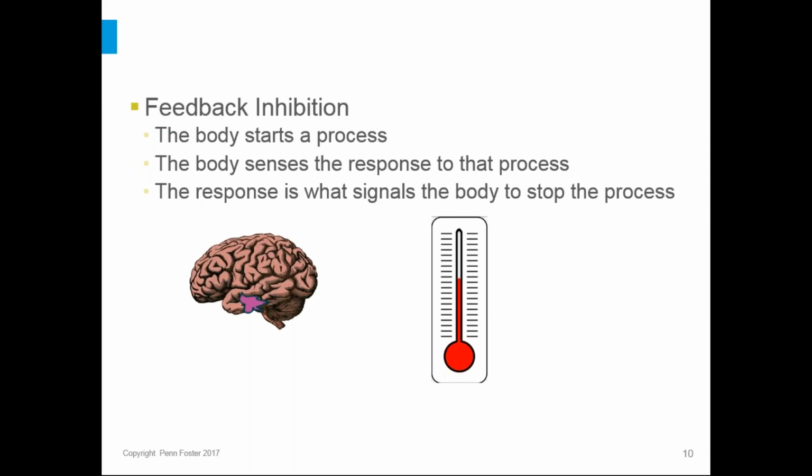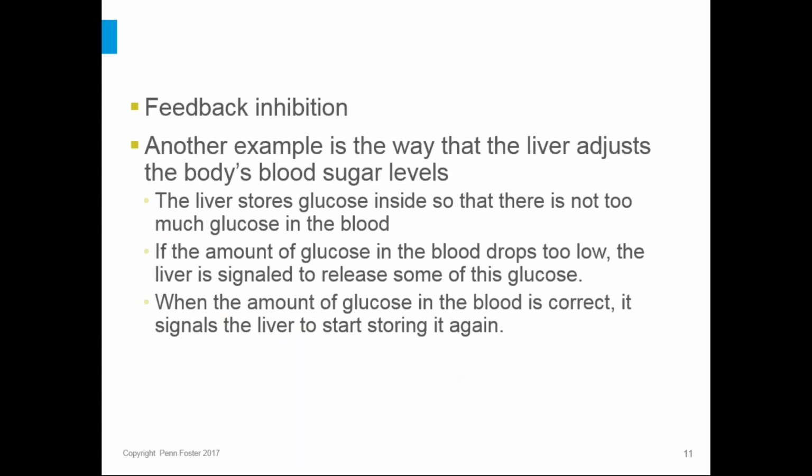Another example of feedback inhibition is the way that the liver adjusts the body's blood sugar levels. So the liver stores glucose inside so that there's not too much glucose in the blood. If the amount of glucose in the blood drops too low, the liver starts releasing it. And when the amount of glucose in the blood is correct, it signals the liver to stop releasing it, and it just keeps storing it again. So it's another way that the body maintains homeostasis through the process of feedback inhibition.